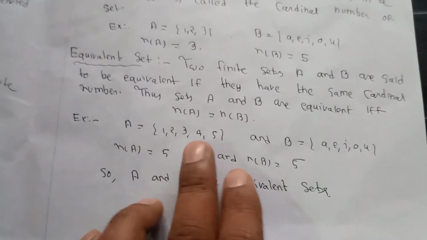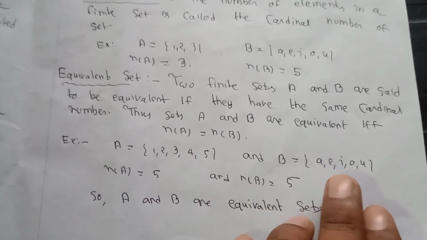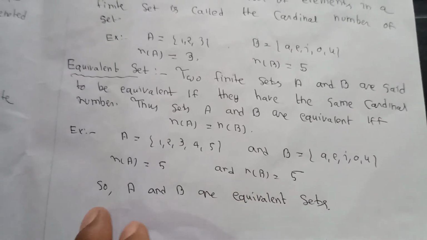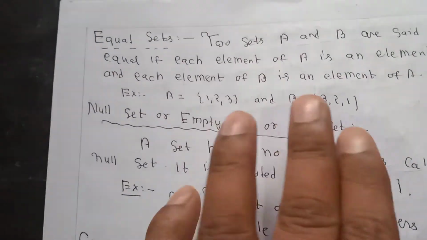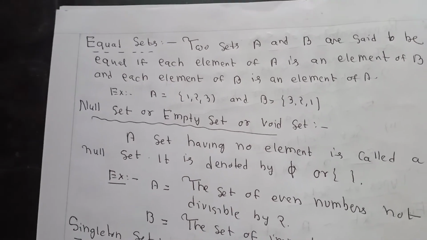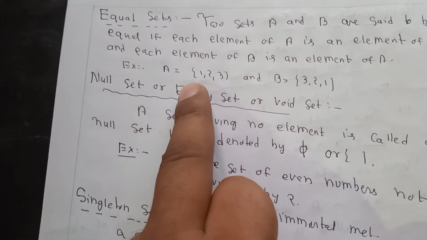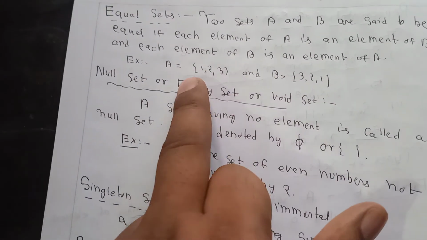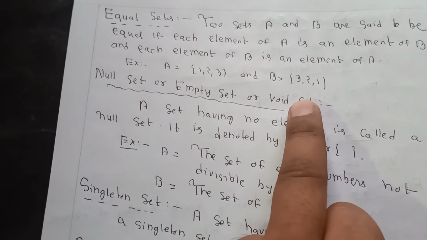Example, A equals 1, 2, 3, 4, 5. So the number of elements of A is 5, so n(A) equals 5, and B equals a, e, i, o, u. Then the number of elements of B is 5, so n(B) equals 5. So A and B are equivalent sets. Equal sets. Two sets A and B are said to be equal if each element of A is an element of B and each element of B is an element of A. For example, A equals 1, 2, 3 and B equals 1, 2, 3. 1 belongs to B, 2 also belongs to B, and 3 also belongs to B. So each element of A belongs to B, and each element of B belongs to A. So A and B are equal sets.